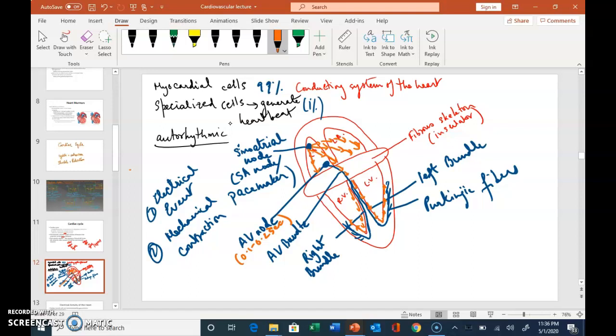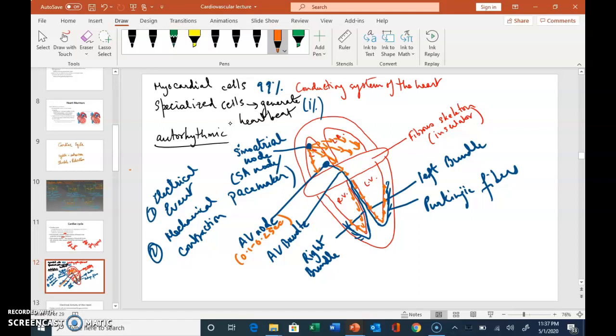Good. Now, right after the action potential spreads all over the atria, we will have a mechanical event. So we will have atrial systole. And the AV node delays the signal, right? So after 0.1 to 0.2 seconds, the AV node helps the action potential move down to the ventricles. And then after the entire ventricle gets the action potential, we will have ventricular systole. So remember, we have atrial systole followed by ventricular systole. All right.